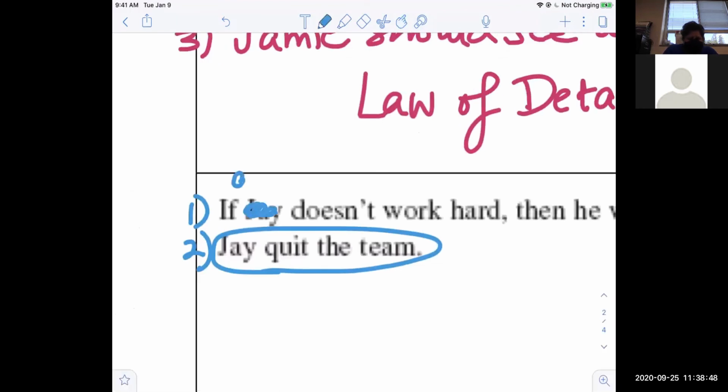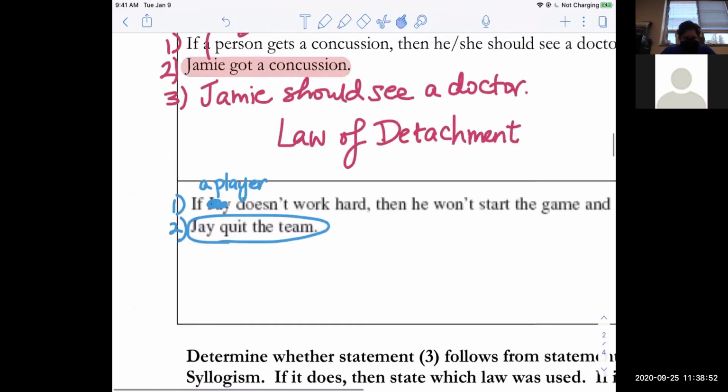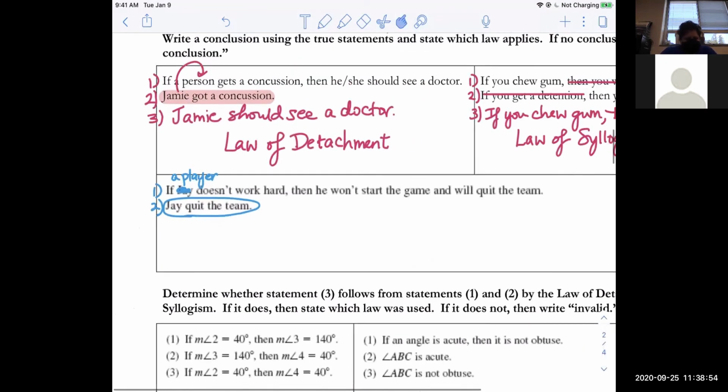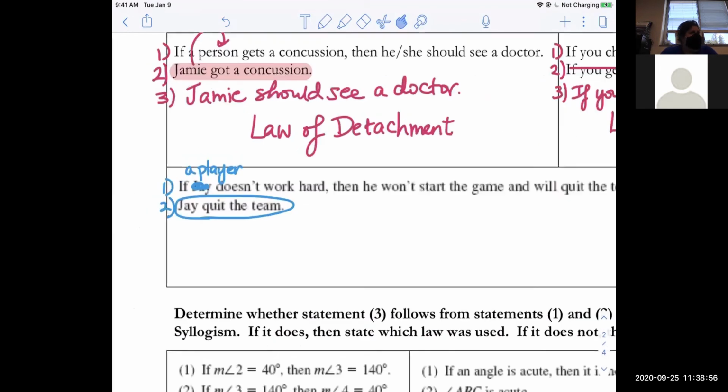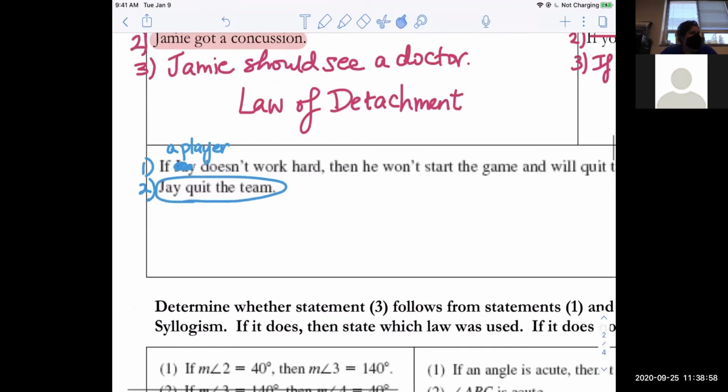Let me make this a little bit more general. If a player doesn't work hard, then he won't start the game and will quit the team. Jay quit the team. Is that a specific example of somebody who is a player who didn't work hard? Okay, so that means this cannot be detachment. These ones are a little bit tricky because the pattern looks like detachment, but it's not actually detachment. Tell me why we can't say that Jay didn't work hard.